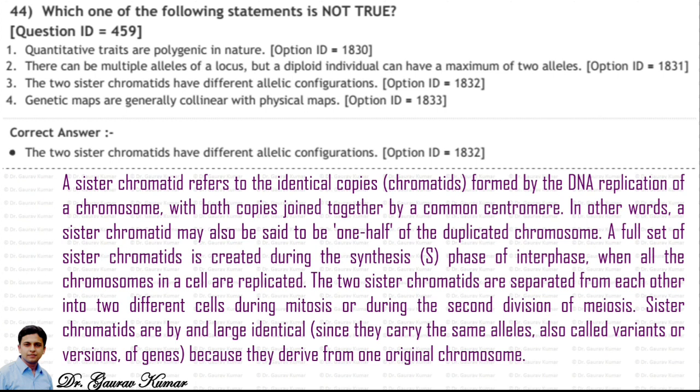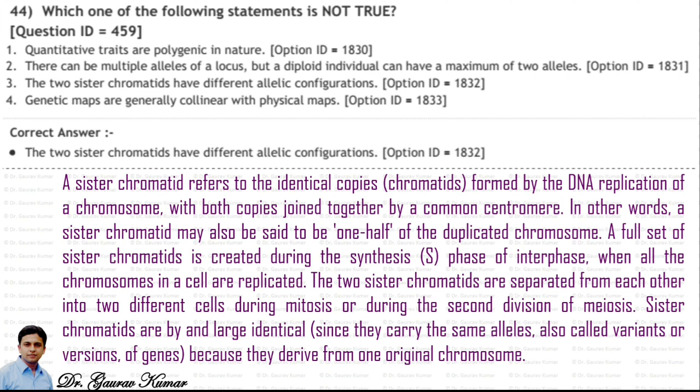The two sister chromatids are separated from each other into two different cells during mitosis or during the second division of meiosis. So sister chromatids are by and large identical, and since they carry the same alleles, our question is answered here. They carry the same alleles, also called variants or versions of genes, because they derive from one original chromosome.